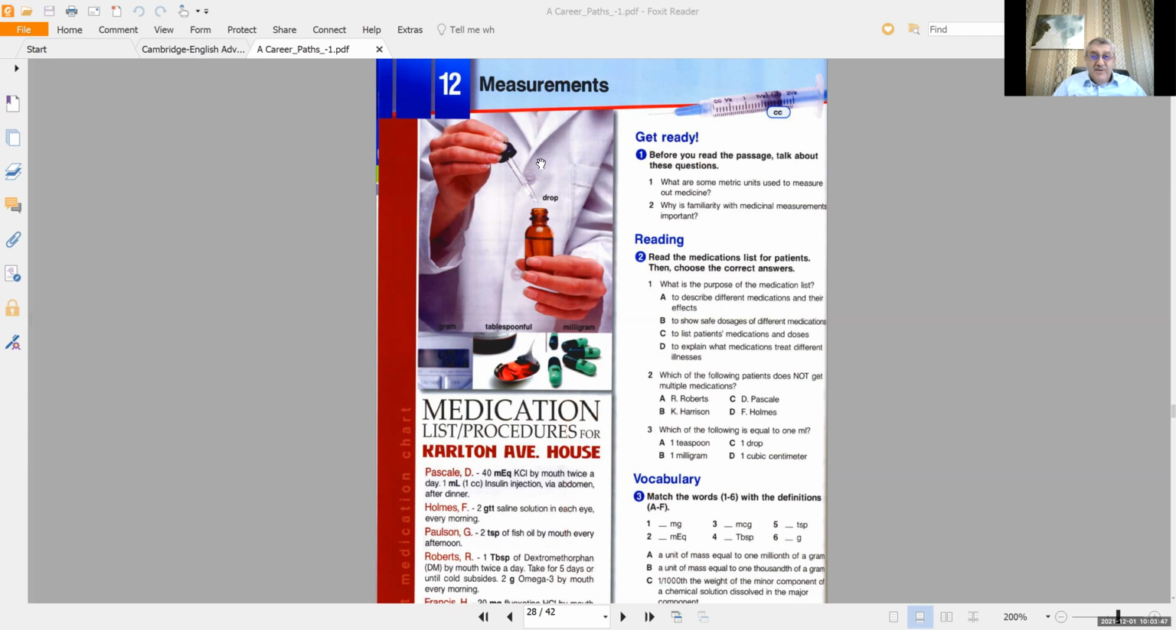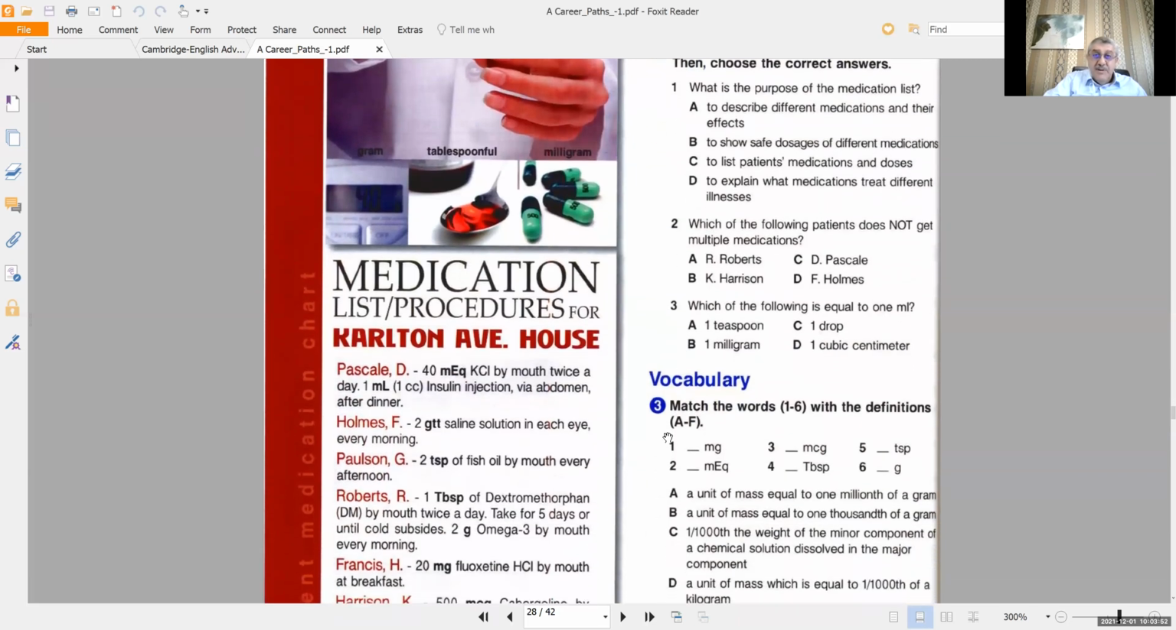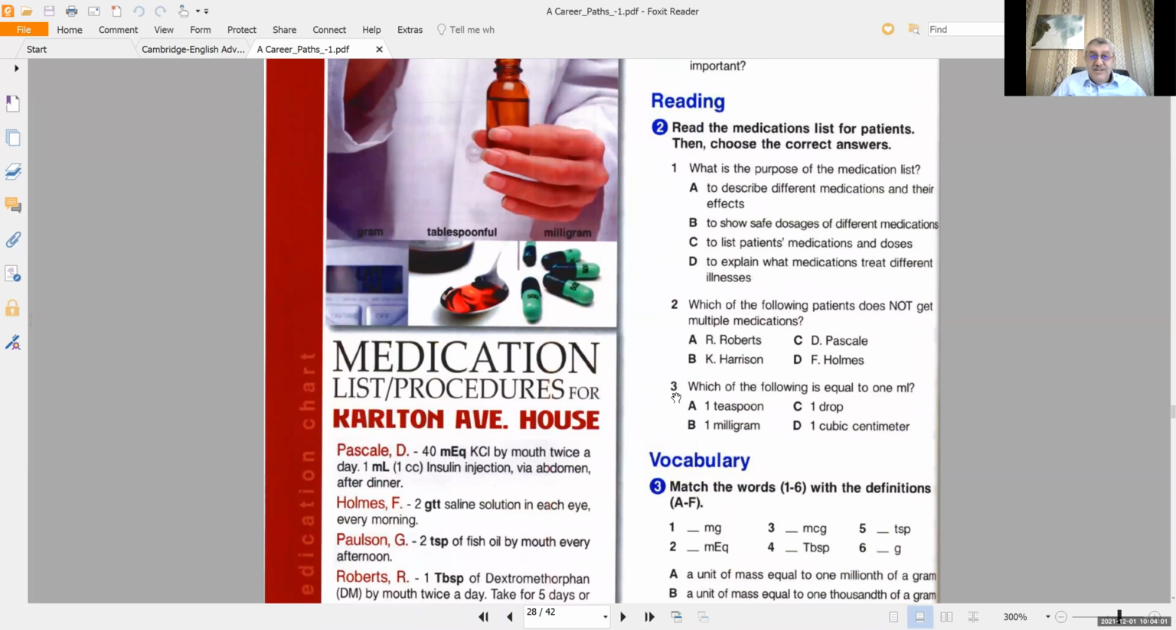Listen, please, to the audio as usual, and you are going to listen to the description of this class. Then after that, we are going to answer the questions. The first question is to choose whether the answer is true or false. Question number 1, what is the purpose of the medication list? And question number 2, which of the following patients does not get multiple medications? And number 3, which of the following is equal to 1 milligram? We are going to listen 2 times. Then after that, we are going to answer the questions. Listen, please.